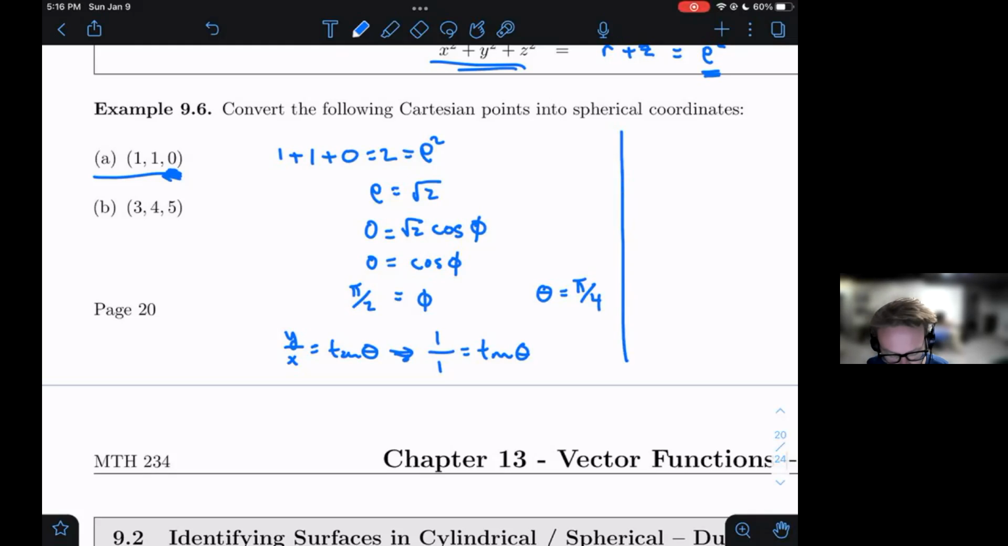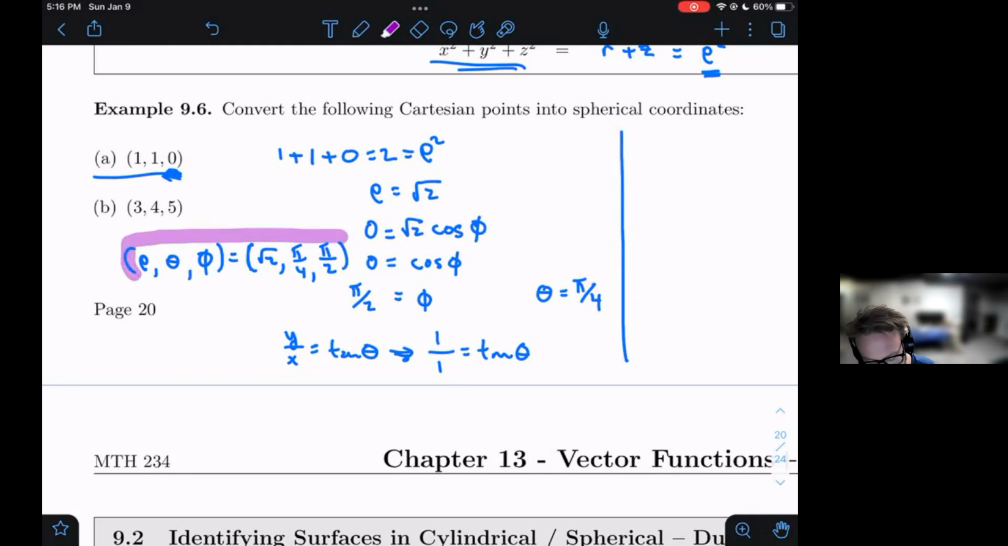So again, if I was to write down rho, theta, and phi, we now have all of these. Rho is equal to root 2, theta is equal to pi over 4, and phi is equal to pi over 2. So this right here would be my final answer in this case.